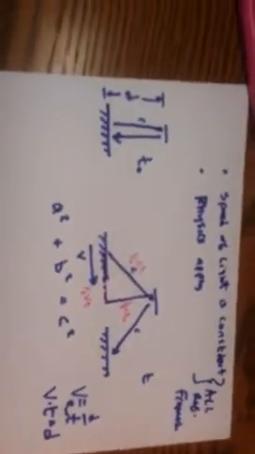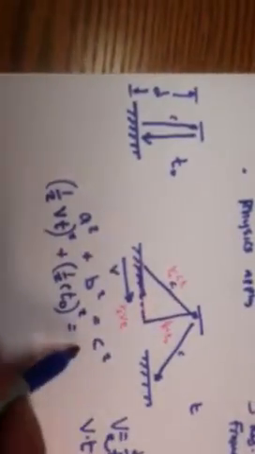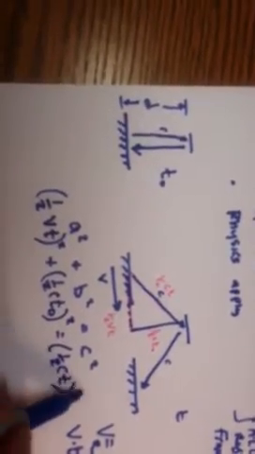So now what we've got is we can use the Pythagorean theorem: (1/2 v t) squared, the bottom leg, plus (1/2 c t naught) squared, equals c squared, the hypotenuse, which is (1/2 c t) squared.